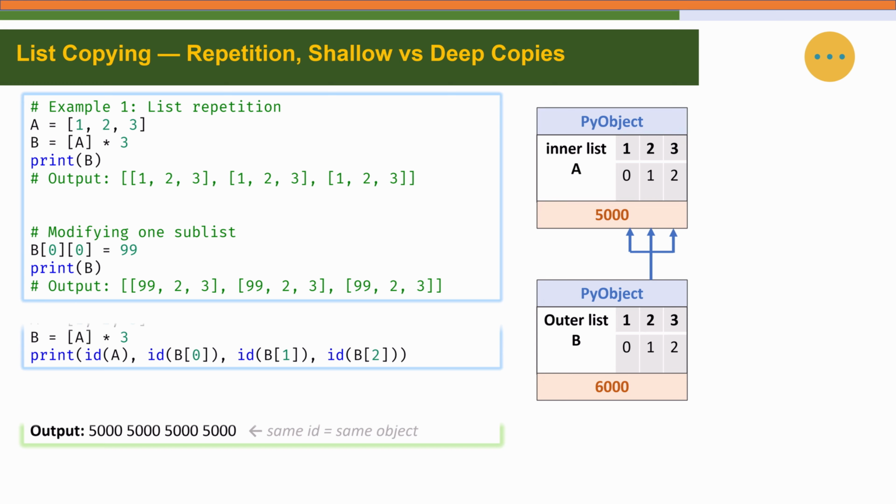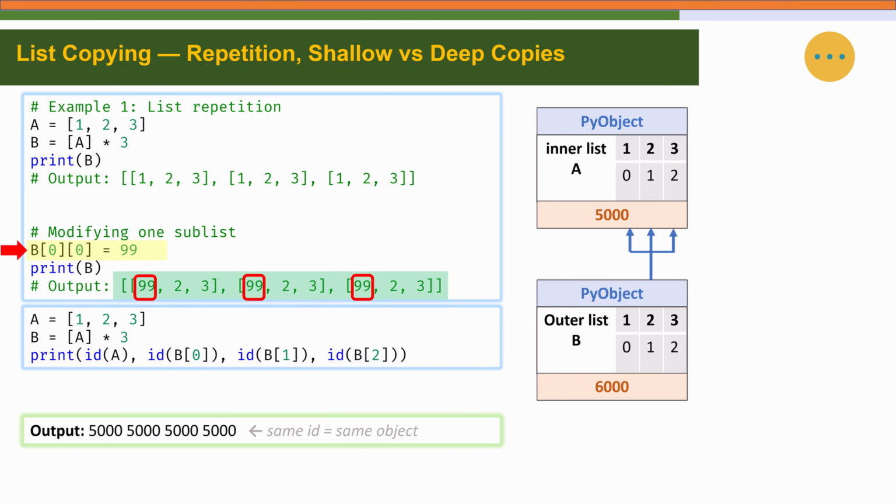Let's start with a repetition example. Here we start with a = [1, 2, 3], stored at memory address 5000. When we create b = [a] * 3, Python doesn't make 3 new lists. Instead, it creates one outer list at address 6000 containing 3 references pointing to the same inner list object at address 5000. So if we change a value inside one of those inner lists, say b[0][0] = 99, all 3 will appear updated because they all point to the same memory object. Python's list repetition doesn't create new lists, it repeats the references to the same underlying object.